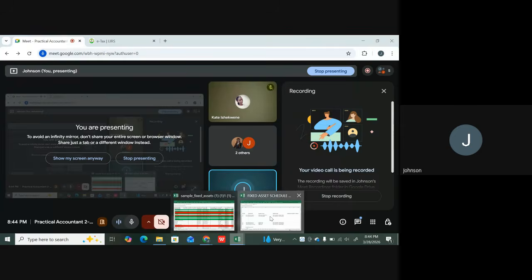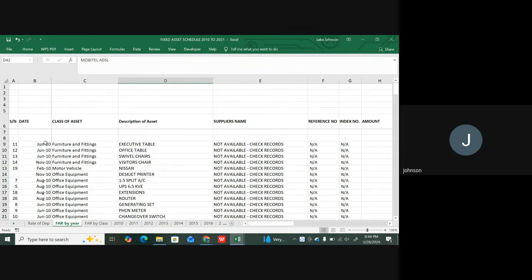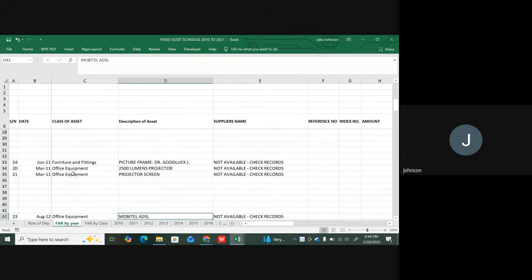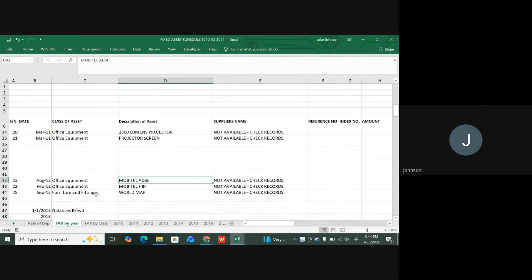It's very important. Yeah. So we now come over here. So this is office equipment. So what I'm saying is that this is not all. After we are done with classifying it per year, by class, we now go on. We've been able to see that the first set of assets were purchased in 2010, then the next one were purchased in 2011, the next one was purchased in 2012, which we are working on.